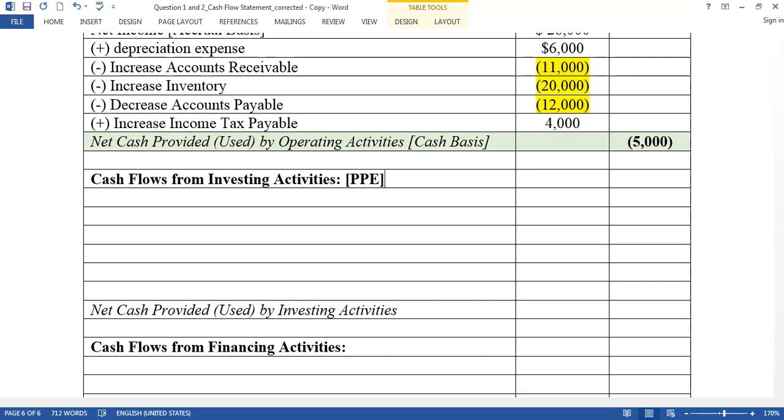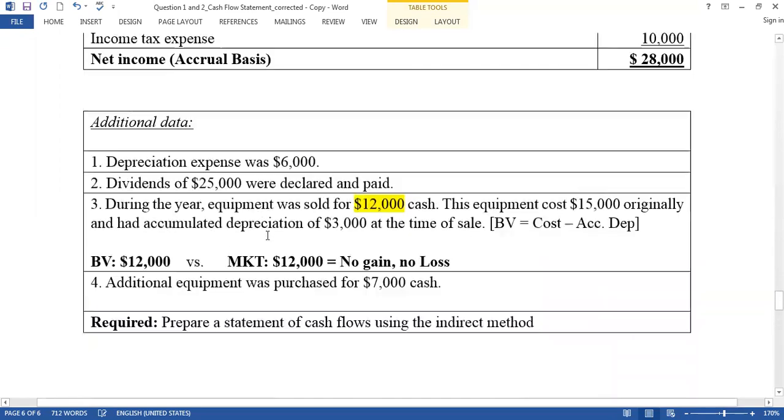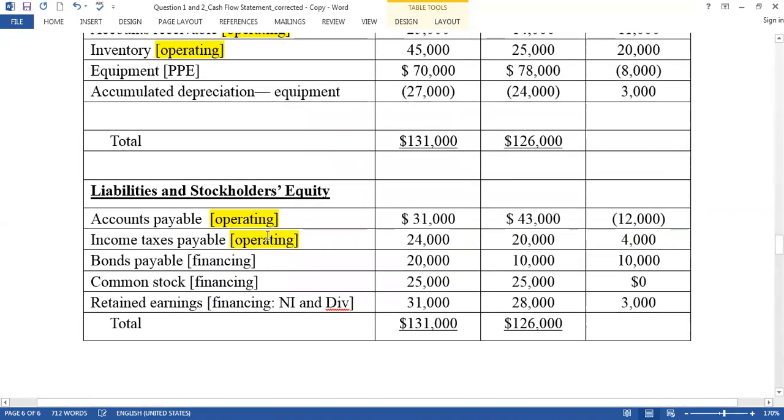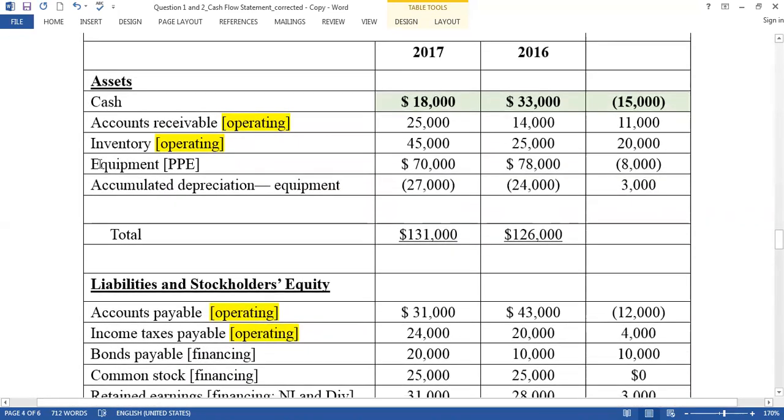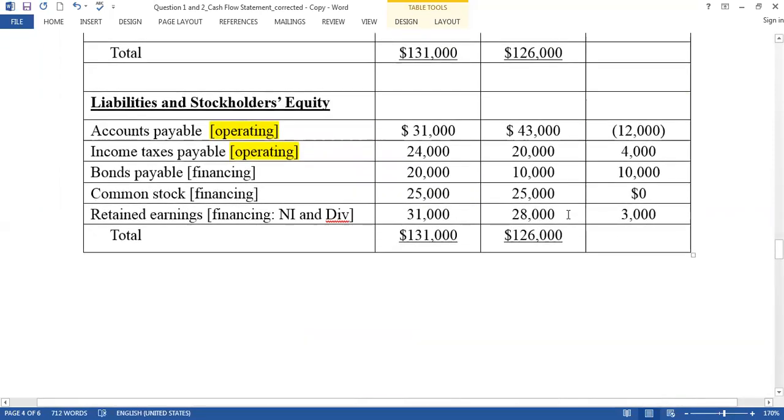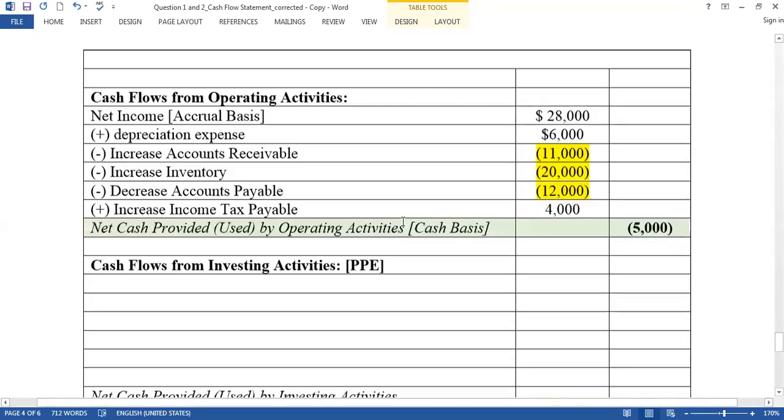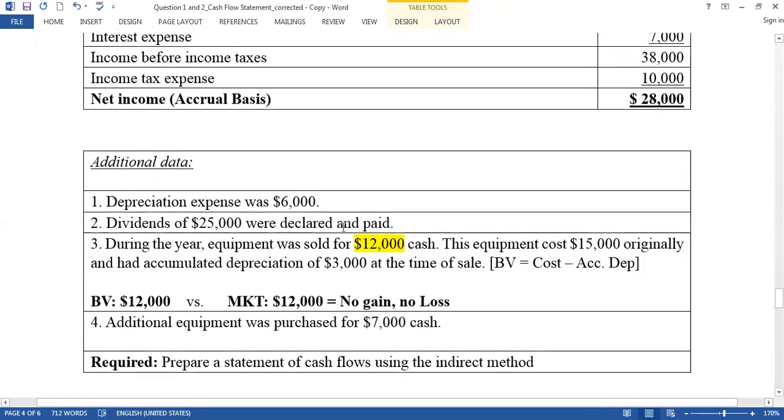Now we have to prove whether they are connected with any cash or not. We have to read the question. We find that equipment is property, plant and equipment, and we have information about equipment here in the additional information.